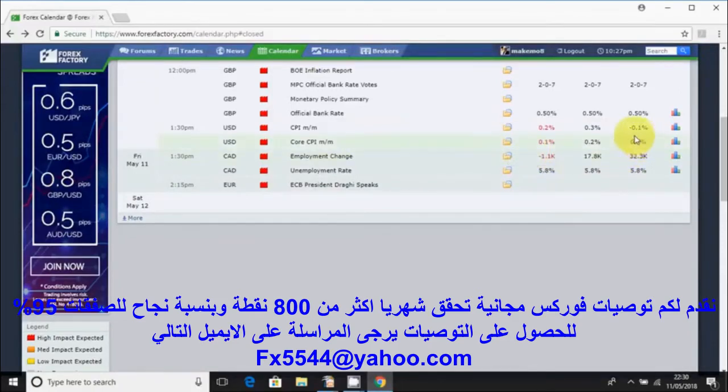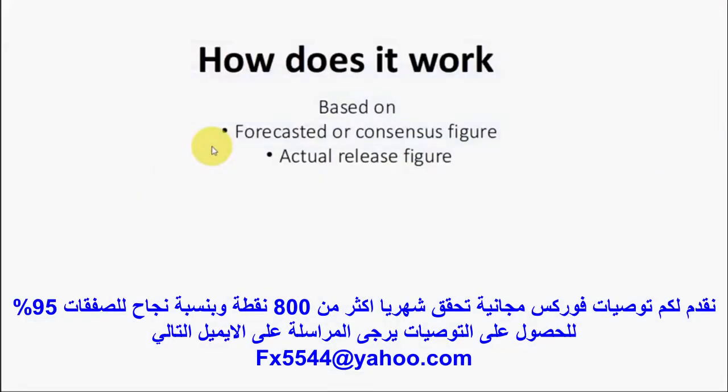So now we have the previous number of 0.2%. We're still expecting 0.2%. That's the forecast, but it came out to be 0.1, right? So that's not good for USD. So you will see that the US dollar will fall against major currencies and other currencies that are related to the US dollar. So this is how it works, but we need to know how we can take advantage of this information. So we go back. So this is how it works.